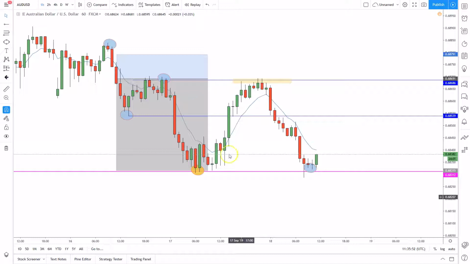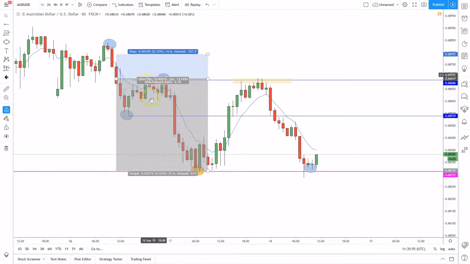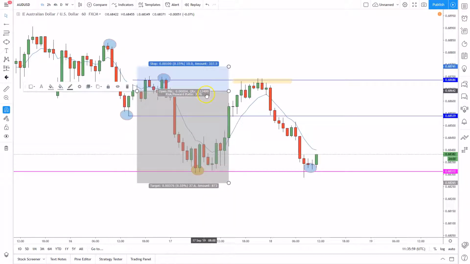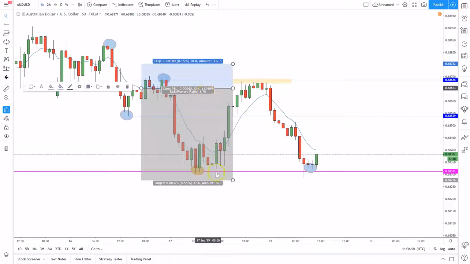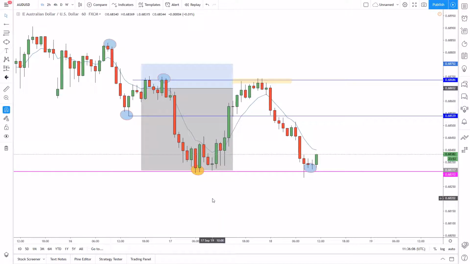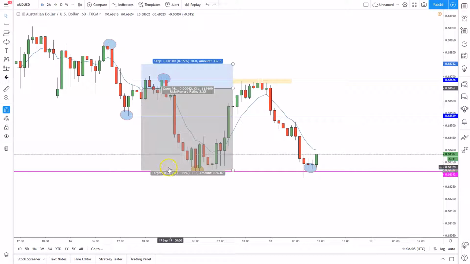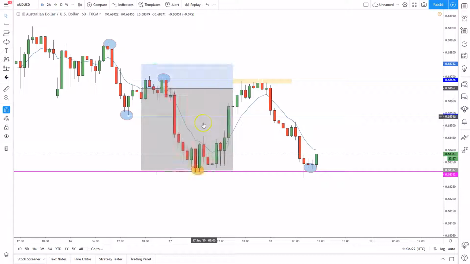Yeah, so guys, this is AUDUSD. I had this short trade set up yesterday, the 17th of August. It wasn't a fairly big trade. It was like 33 pips, risking a total of 10 pips. I had a nice 1:3 risk reward ratio, and then our target was this level here.